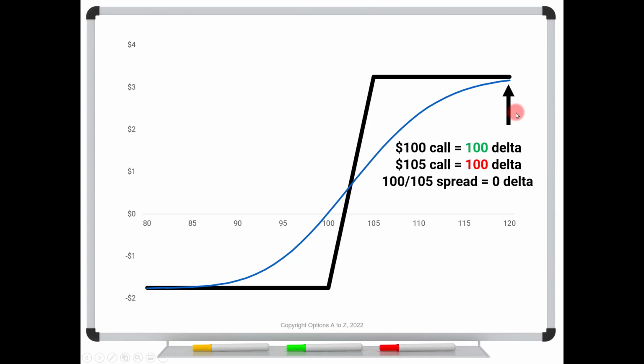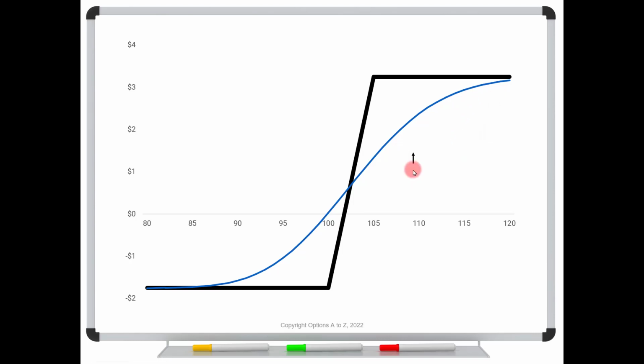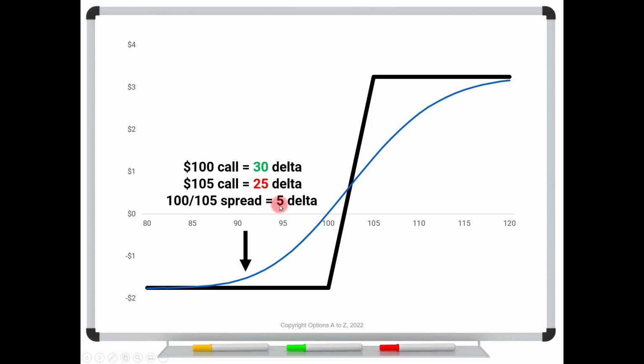But now here's where it becomes even more confusing for traders. We just saw that we might have a 5 delta with the stock up in this range. But what if the stock is way down here? Let's say closer to 90. Now your $100 call might have a 30 delta. The 105 call might have a 25 delta. But the spread once again has a 5 delta. So think about that. The stock is way down here. Both options are far out of the money, and you've got a 5 delta. But when the stock was way up here around 115, you also had a 5 delta. But those are radically different positions.